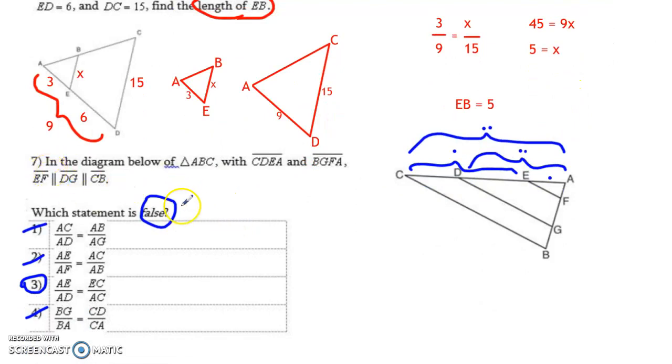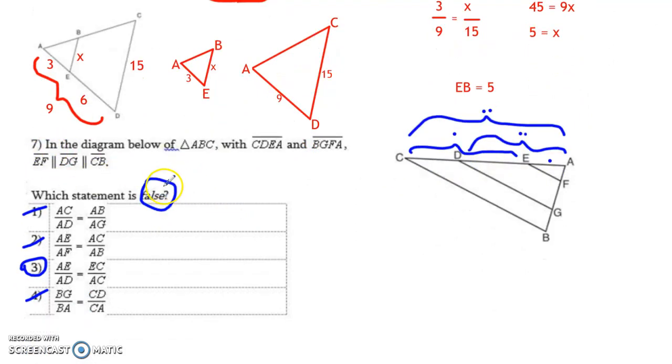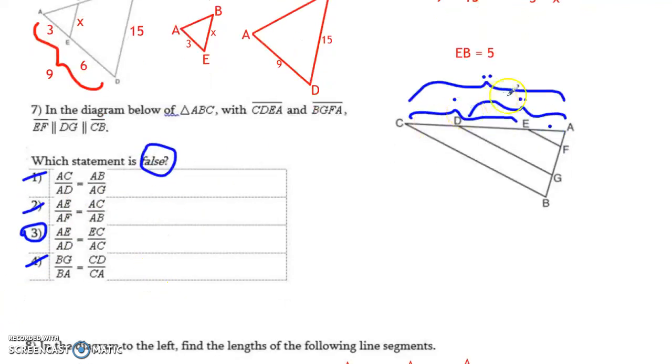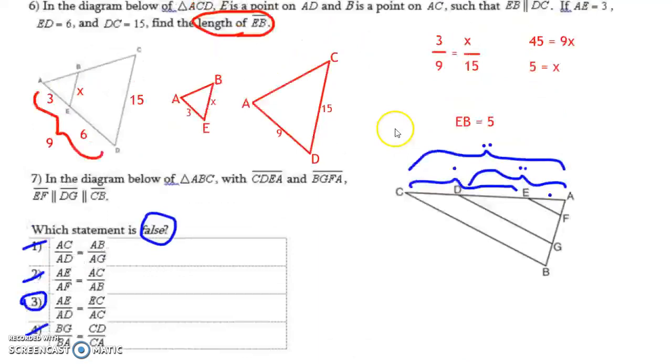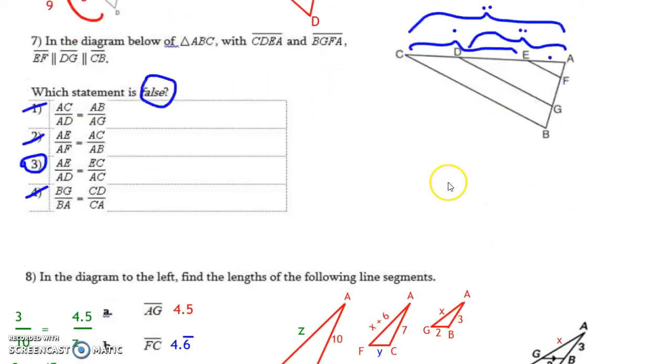For number 7, it was asking for which statement is false. It was looking for the one that didn't make any sense. And you can pick this apart and say, well, AC over AD. That's AC, the whole thing, divided by AD, which is this second largest piece, is equal to AB, which is this whole thing, divided by AG, which is this second largest piece. All of these made sense except for choice 3. You can see the diagram I made for choice 3. It makes no sense at all. Hopefully you're able to see that, and if not, you can redraw these triangles just the same way I did in the top one, and you should be able to see it.